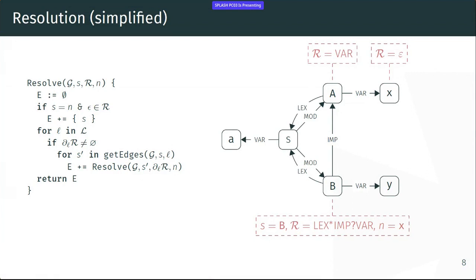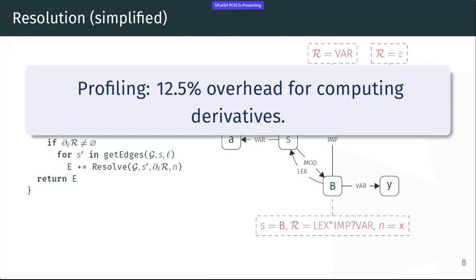And it also shows that once we are in scope S, then in our if statement, the second condition will be true, because obviously the empty word is in the epsilon regular expression. However, profiling shows that there's very much overhead in computing those derivatives. It's 12.5%, and that's not what we like. So we want to get rid of it.